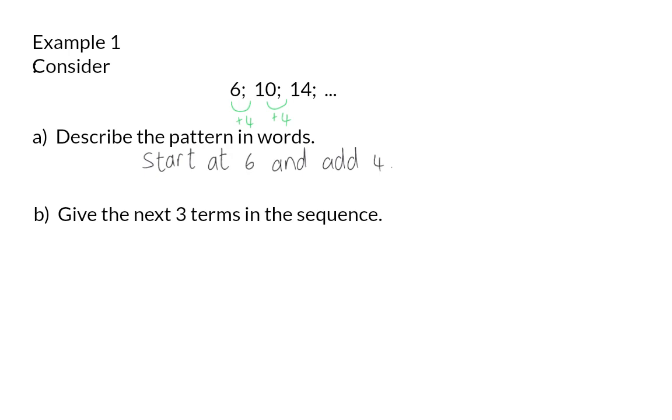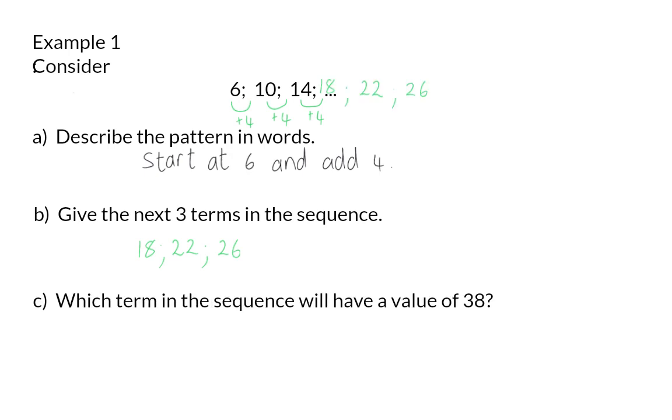Question B. Give the next 3 terms in the sequence. We've already recognized the pattern, now we can simply continue with it. So if we add 4 again, I'll get the next term, which will be 18, and adding 4 again will give me 22, and adding 4 again will give me the next term of 26.